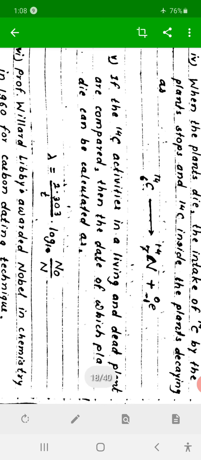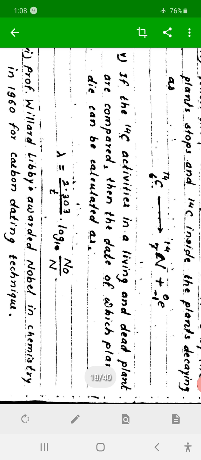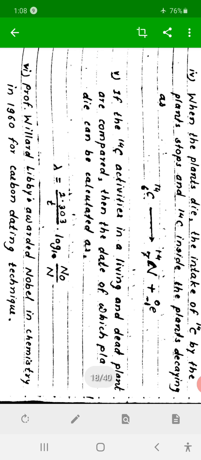Then if the C14 activity in a living plant and a dead plant are compared, that is, if we find any plant material and measure its activity and compare that activity with any living plant, then there is a difference in activities.